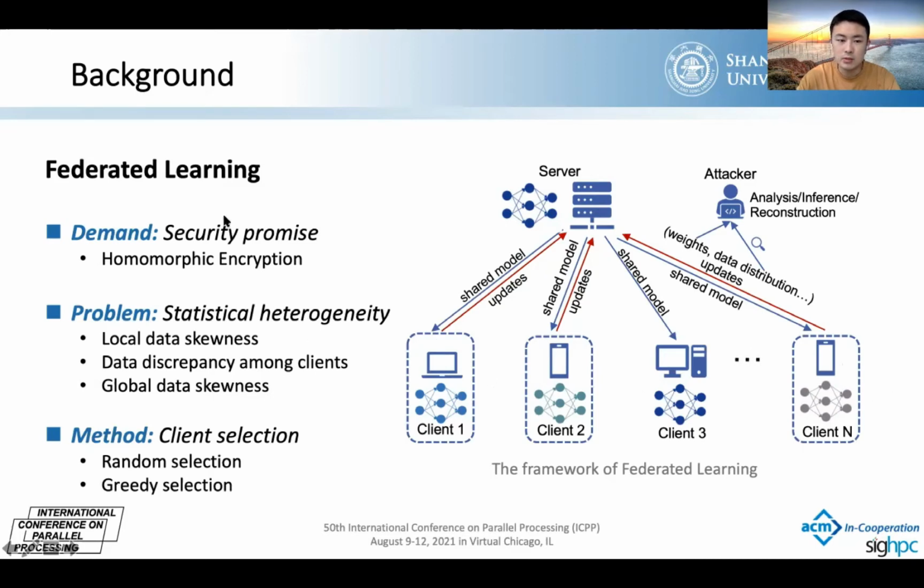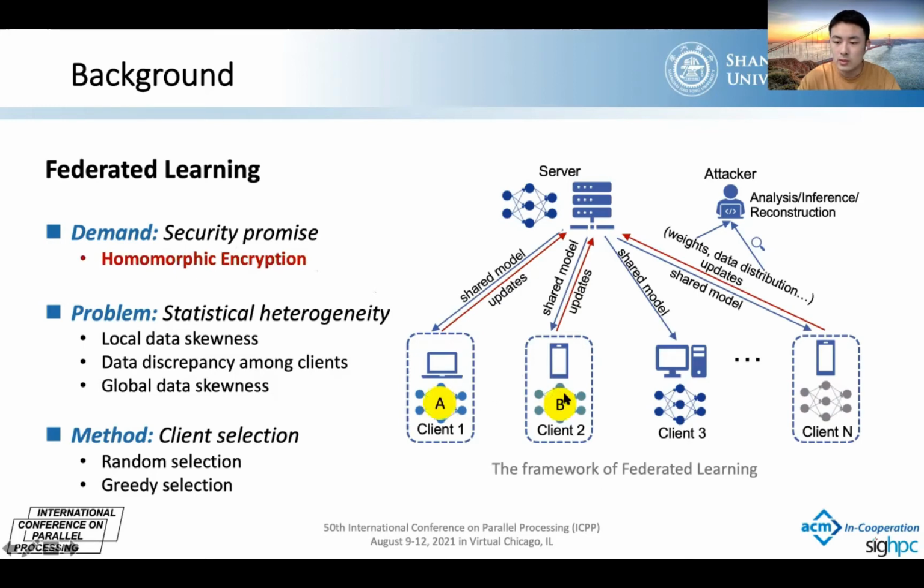There is a great amount of security risk here, because there can exist an attacker who can analyze, infer, or reconstruct the original data from users using the weights or data distribution information from those transmitted messages. So in recent research, a technique called homomorphic encryption is widely used by researchers to help protect the security of clients. Here is a simple example of homomorphic encryption.